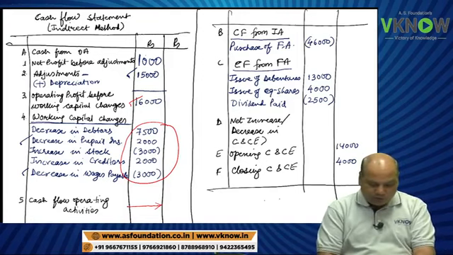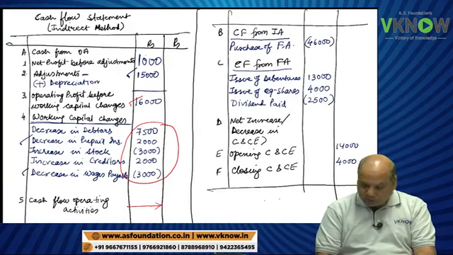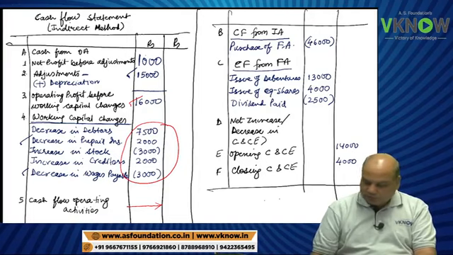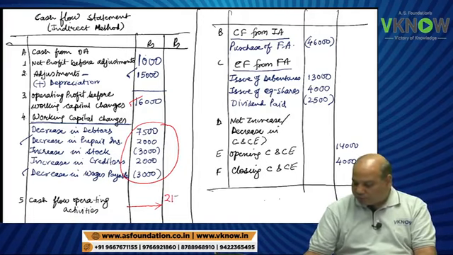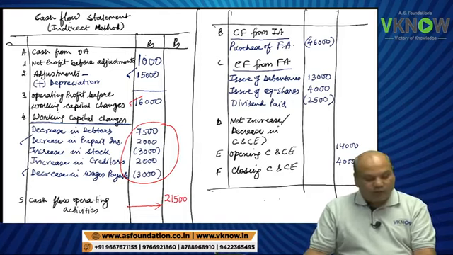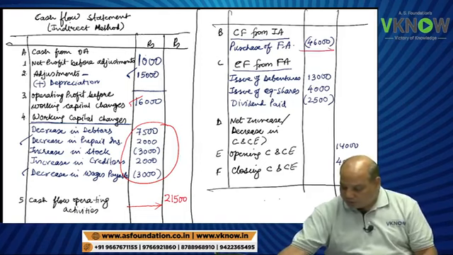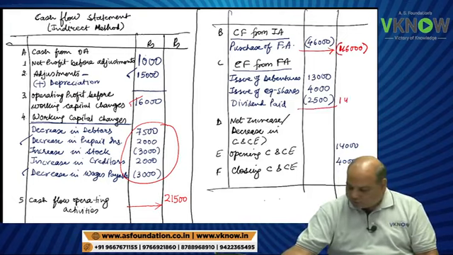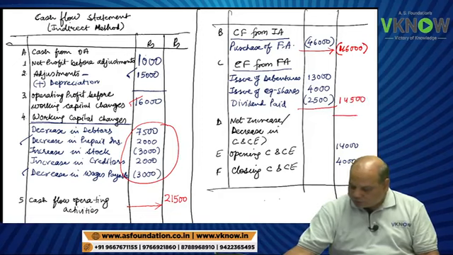So take 16,000 plus 7,500 plus 2,000 minus 3,000 plus 2,000 minus 3,000. So you will be happy to note that again you are getting same 21,500. Again you are getting 46,000 rupees here negative. And financing activity is also same. So of course the increase or decrease will also be same, 10,000 decrease.